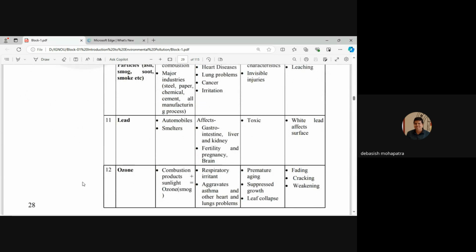Then lead from automobiles and smelting affects the gastrointestinal tract and kidney, fertility and pregnancy, and the brain. And lead is toxic to plants because it is a heavy metal. And white lead affects surfaces. Then ozone: combustion product plus sunlight equals ozone or smog. Respiratory irritation, that I have already told, ozone is irritating when we inhale it. This is good for us in the higher atmosphere, but harmful to us in the lower atmosphere. It aggravates asthma and other heart and lung problems, and causes premature aging, suppressed growth, leaf collapse, then fading, cracking, and weakening.